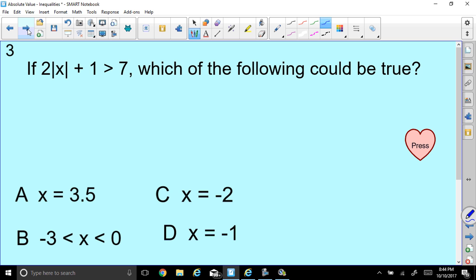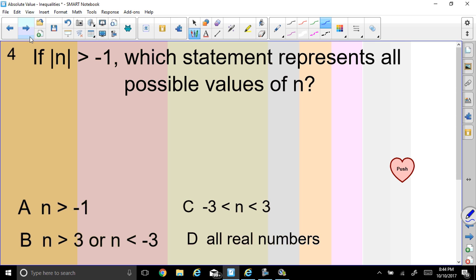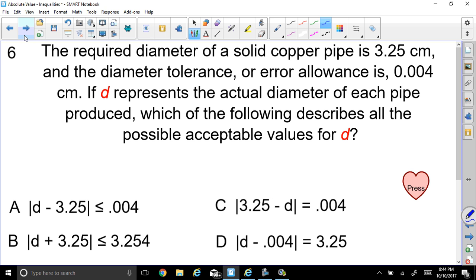Here's a nice multiple choice. Which of the following could be true? So take a look. One of them's got to be true, so take a guess. And here's another one. Which statement represents all possible values of n? Check your understanding, and we'll be going to some word problems as well. So see if you can figure out these word problems dealing with these inequalities.